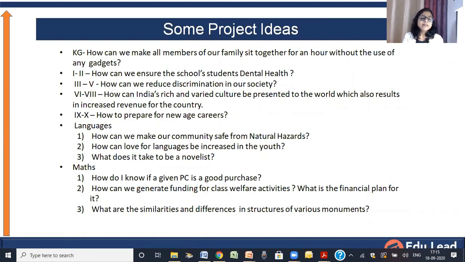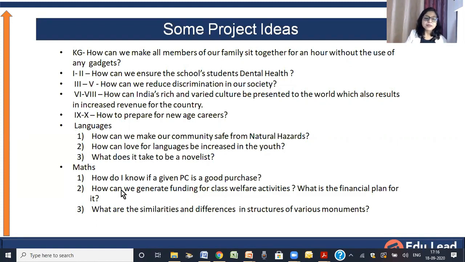Then for languages, we can have how can we make our community safe from natural hazards? Or how can love for language be increased in youth? What does it take to be a novelist? These are some small questions, but when you start exploring, it will just become endless, and there are so many things which can be worked into it.